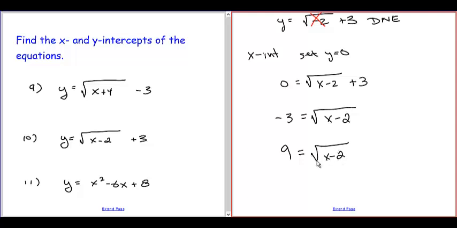So if I square both sides, negative 1 squared is positive, negative 3 squared is positive 9. And you solve for x, you get x equals 11, but that doesn't work. That's because there is no value of x that's going to give you a negative number here. The square root of a number either is greater than 0 or it does not exist. So this one also does not exist.